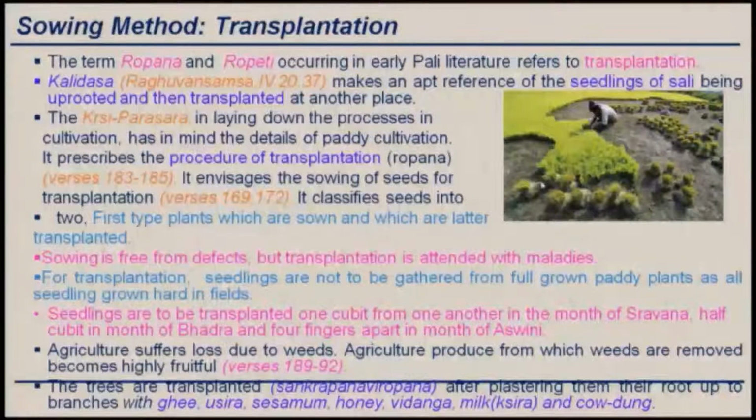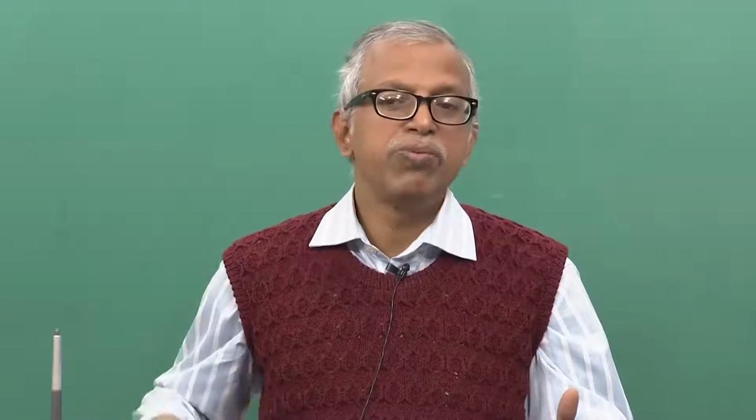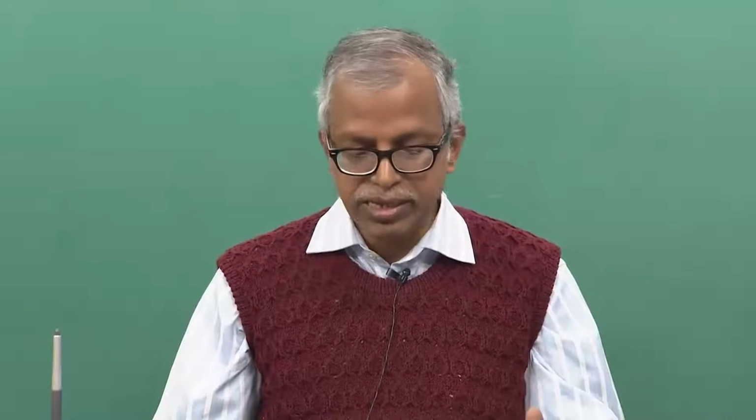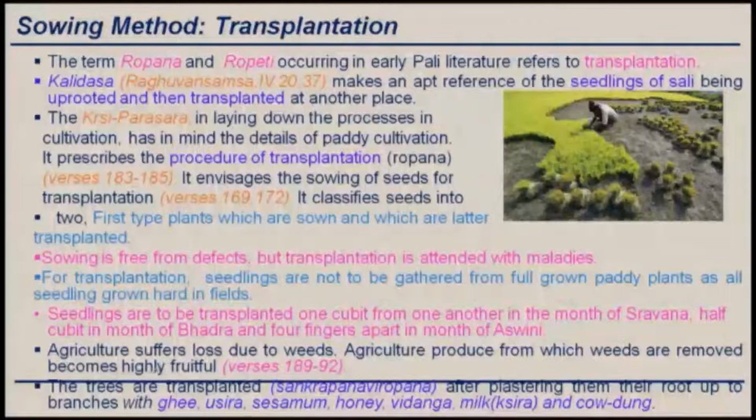Earlier, people used their hands, and then we used the sickle to cut it. Nowadays, of course, people are using machines. So it should be cut and collected properly, therefore it might be one reason, but there might be several other reasons. Okay. Agriculture suffers loss due to weeds, that of course most of us know.